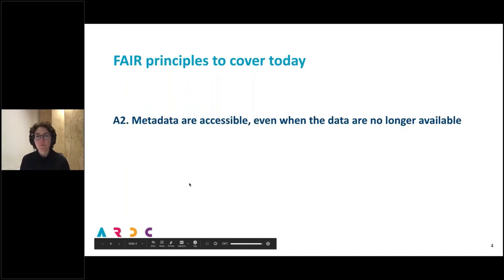The FAIR principle that I'm going to be covering today is A2: metadata are accessible even when the data are no longer available. This principle is really the backstop for the data repositories that we know and love. It cycles back to the undertaking of the other principles under findable, interoperable, and reusable that repositories do. But today I'm going to be concentrating on access to data via those repositories.